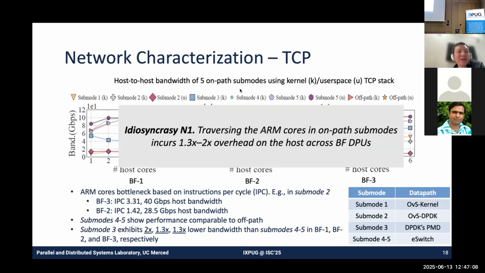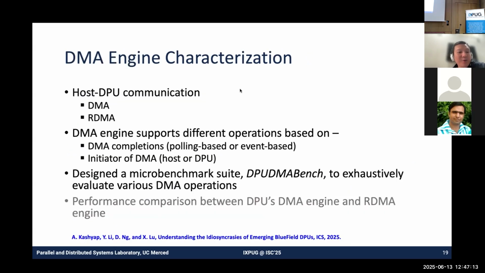So unfortunately, we don't have time to discuss other idiosyncrasies, but please feel free to take a look at the paper. And we're also trying to discuss a little bit about the DMA engine, because this DMA engine was brought in since BlueField 2, and it can be used separately in addition to the RDMA engine internally, okay? But unfortunately, there's no benchmark available, so we designed a DPU DMA benchmark by ourselves. We are trying to show what's going on over here and what kind of performance characteristics we can observe.